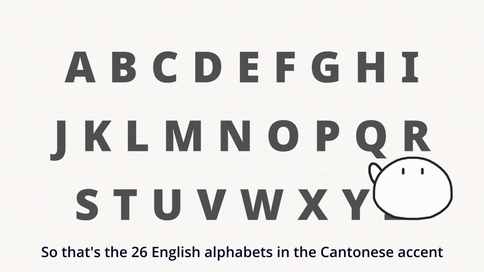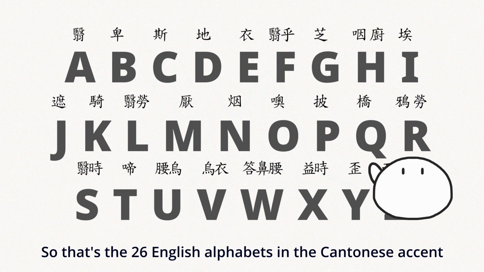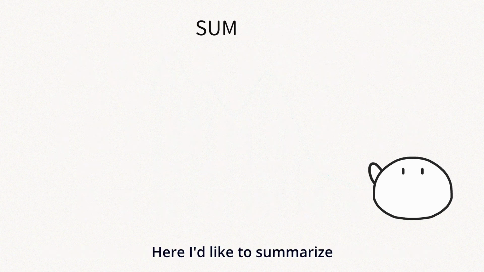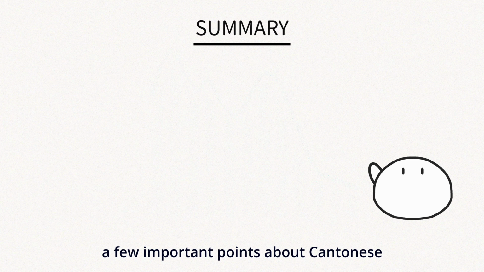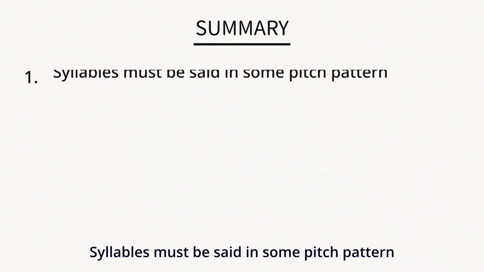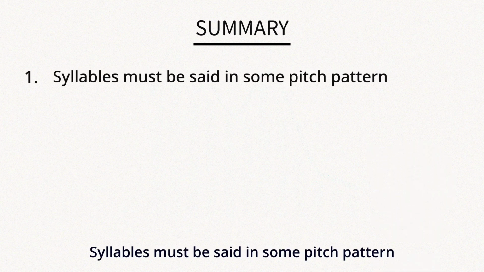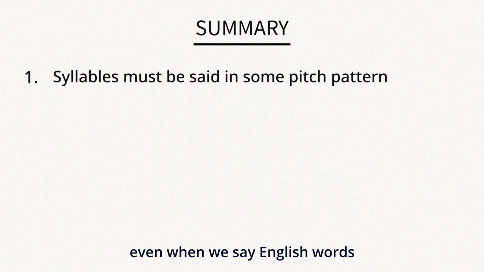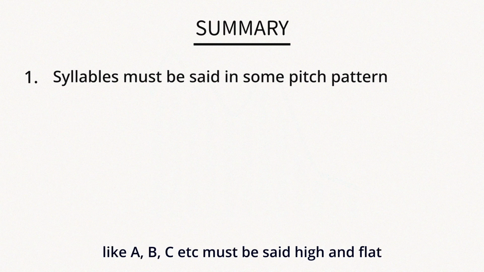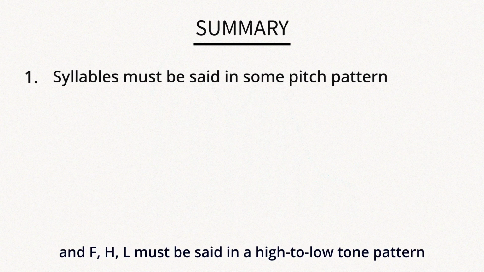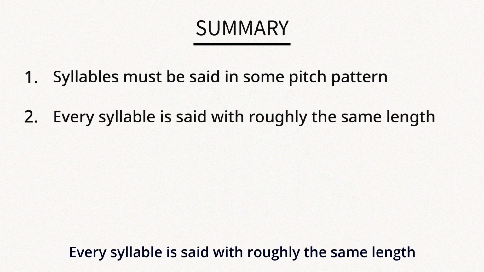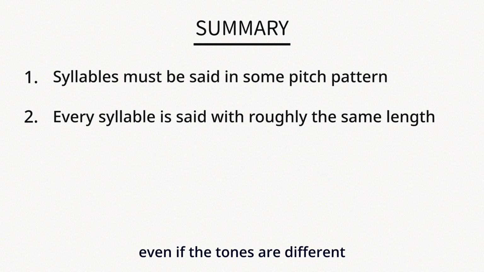So that's the 26 English alphabets in the Cantonese accent. Here I'd like to summarize a few important points about Cantonese. First, syllables must be said in some pitch pattern, even when we say English words. Like A, B, C, etc. must be said high and flat, and F, H, L must be said in high to low tone pattern. Second, every syllable is said with roughly the same length, even if the tones are different.